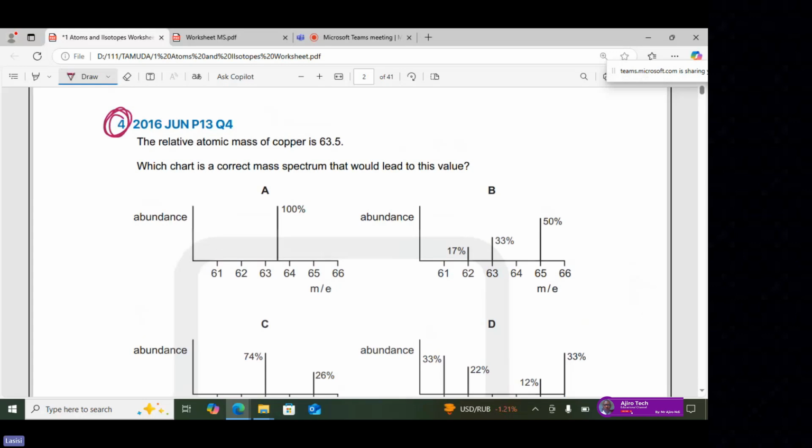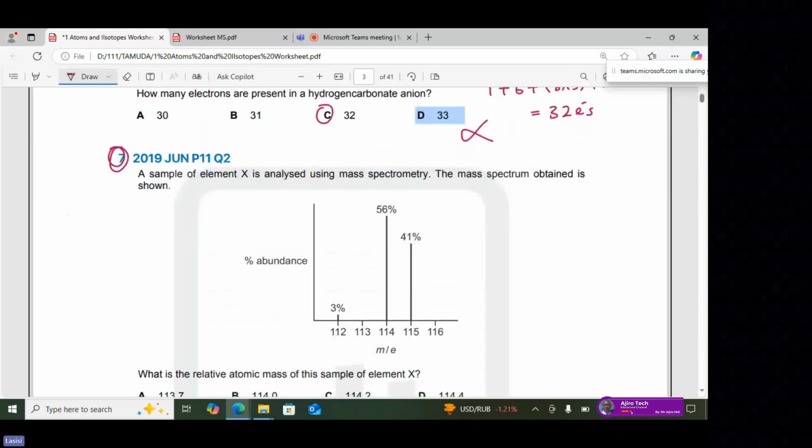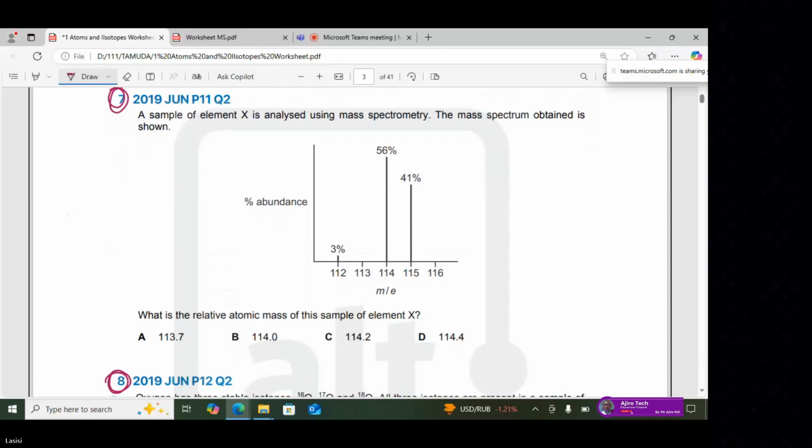It cannot be A because normally isotopic mass should be a whole number, not fractional. This one is 63.5. Okay. Let me solve this now before I come to that. How do you find the A out of the element?